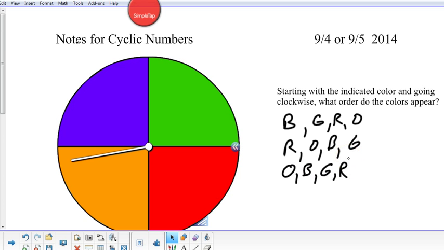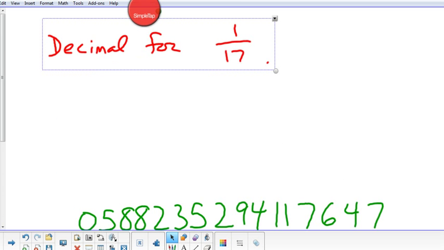We get the idea that the colors are going to appear in the same order, but just starting at a different color each time, because it's just a cycle that will repeat over and over, and that there are 4 items in this cycle. So a cycle is something that repeats over and over, and we're going to talk about how this applies to numbers.